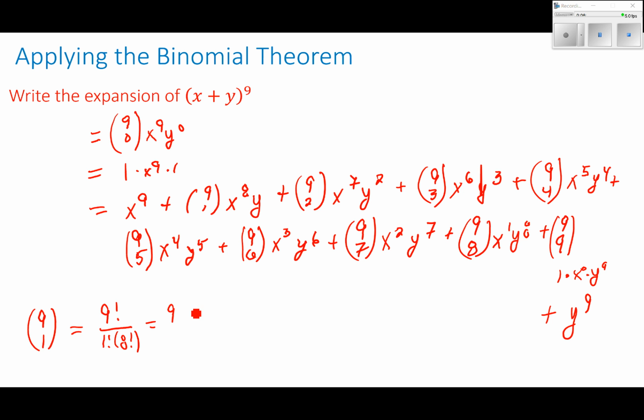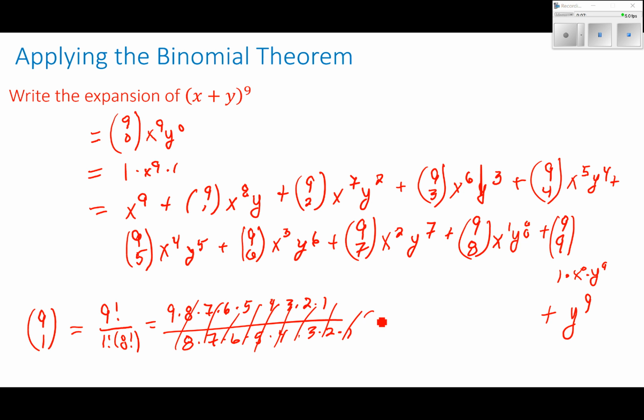This would be 9 times 8 times 7 times 6 times 5 times 4 times 3 times 2 times 1, all over 8 times 7 times 6 times 5 times 4 times 3 times 2 times 1. All of these go away, and all I'm left with is 9. So we do have to continue simplifying each and every one of these, and it gets very tedious, so I won't give you as many problems. But this 9 choose 1 is really 9.